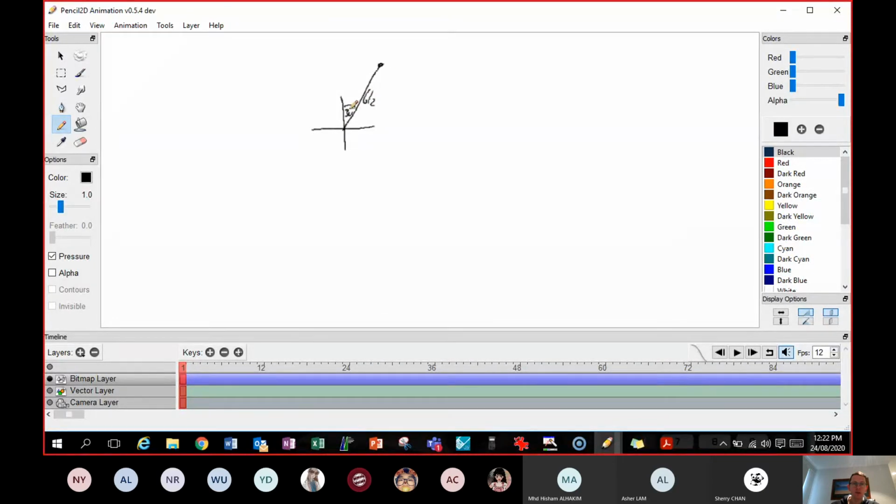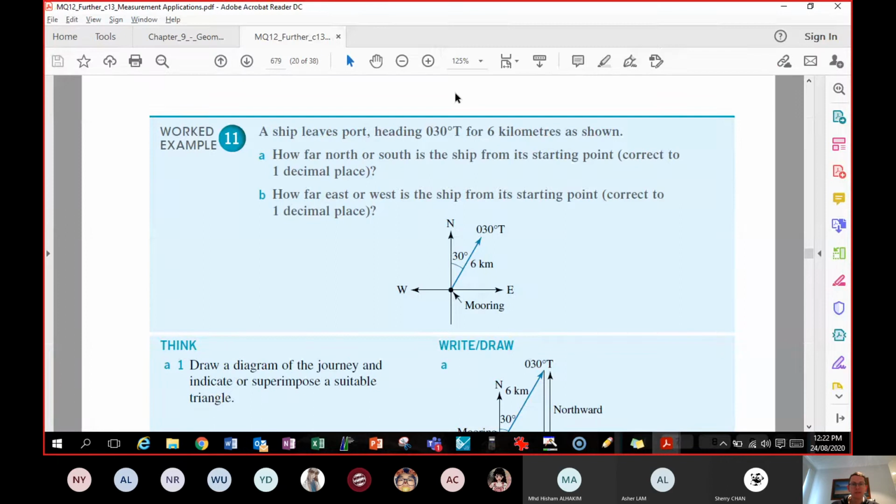We said, how far north or south is it from its original point? Well, how far north would be this line here. So you can create a right angle triangle. This is 6. You can now pull out your triangle. We know that this is 30 degrees, we know that this is 6, and we want to know what x is. So this is our hypotenuse, and I want to know my adjacent. I'm going to use cos. Solve that, and you'll find out how far north it is.